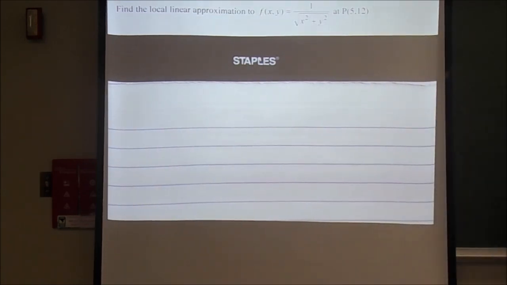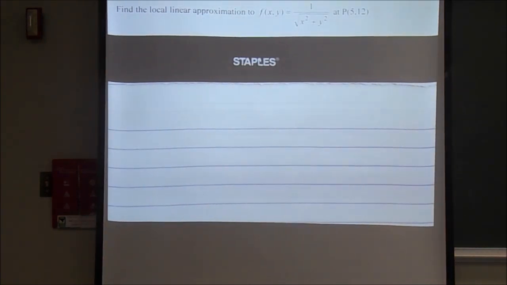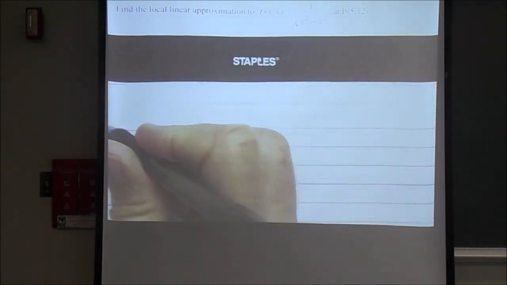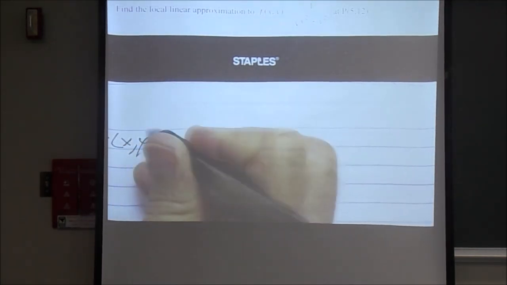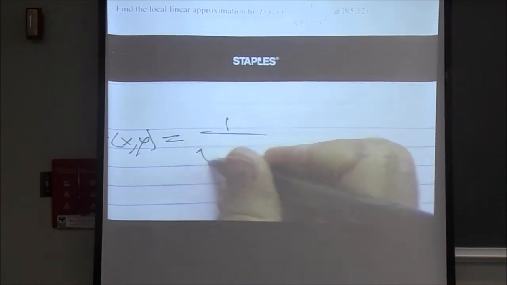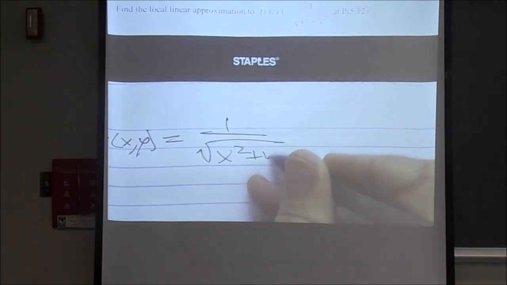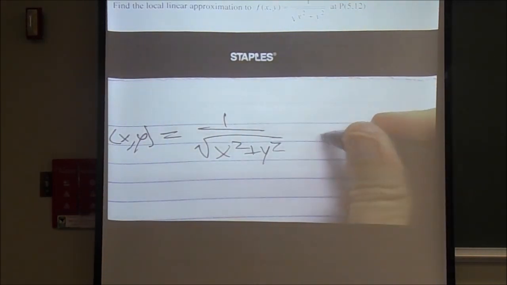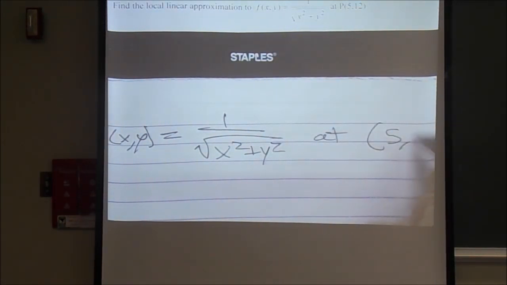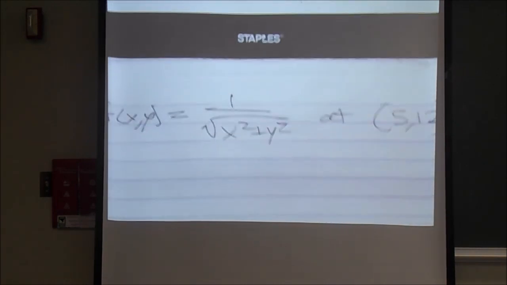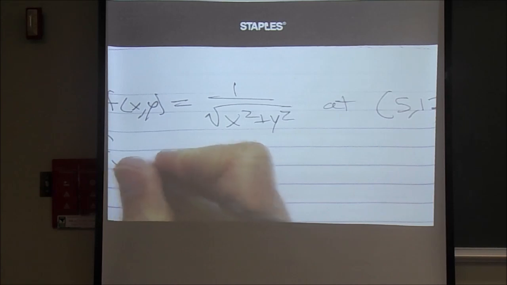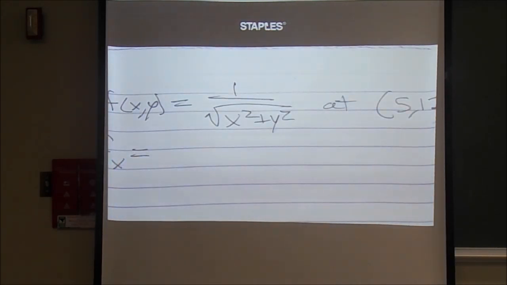And here's how you compute that. You just have to look at this formula. The test will be open book, so it shouldn't be something you can't look up. Here's f of x y equals 1 over the square root of x squared plus y squared. In order to calculate the tangent plane, and I need this at the point (5, 12), I need the partial derivatives. So I'll calculate f_x, the partial derivative with respect to x.